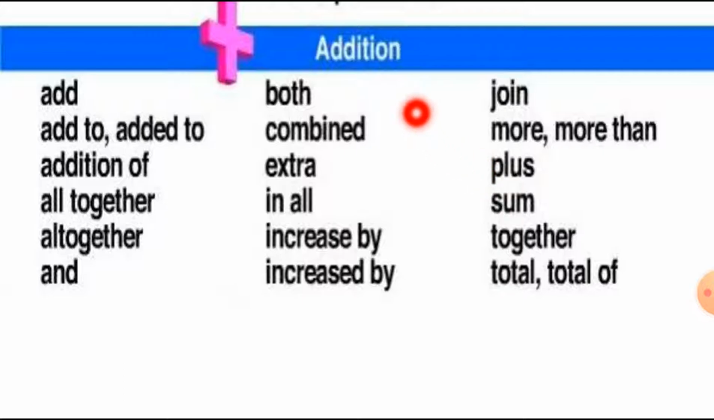indicate addition to us. Then plus, this is a plus sign, so plus is an indication, plus and sum, this is an indication of the addition operation. Then together, how many is this together, how much together is this. So together is a keyword of the addition, and total of these two is also a keyword of the addition.